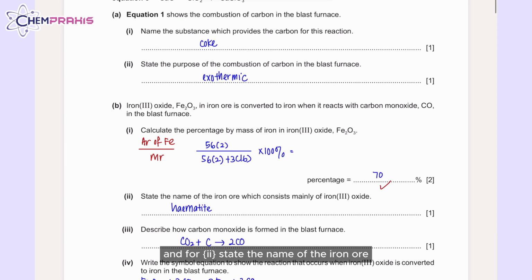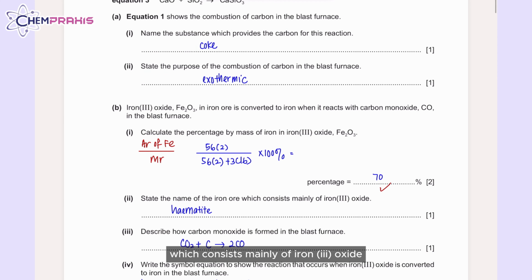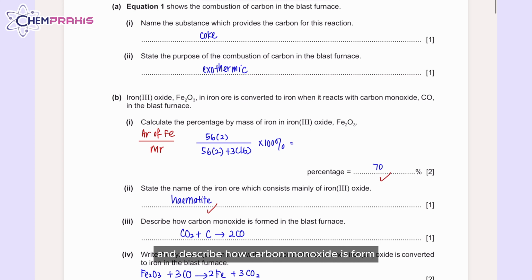And for Roman 2, state the name of the iron ore which consists mainly of iron trioxide. We usually call iron trioxide hematite. And describe how carbon monoxide is formed in the blast furnace. Usually carbon monoxide is formed when carbon dioxide reacts with carbon.